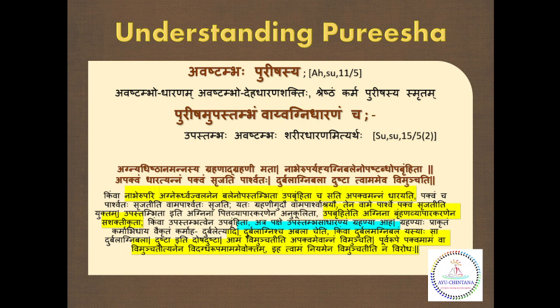One is avashtambha from Ashtanga, upastambha from Sushruta. Now there are two more words, upashtabdha and upabrumhita from Charaka. So what it is trying to say is, apakvam dharayati annam pakvam srujati parshvatah durbalagni bala dushtotva tu amameva vimunchati. This explanation comes under the heading of Grahani.